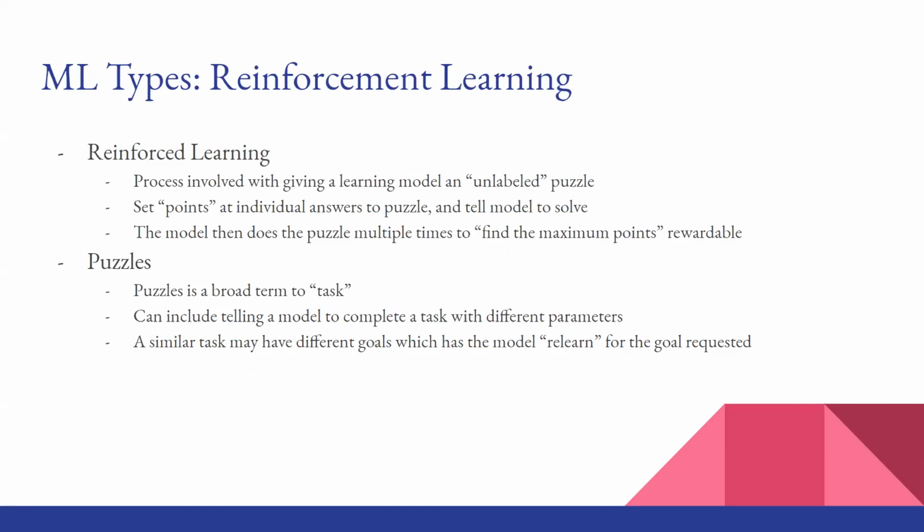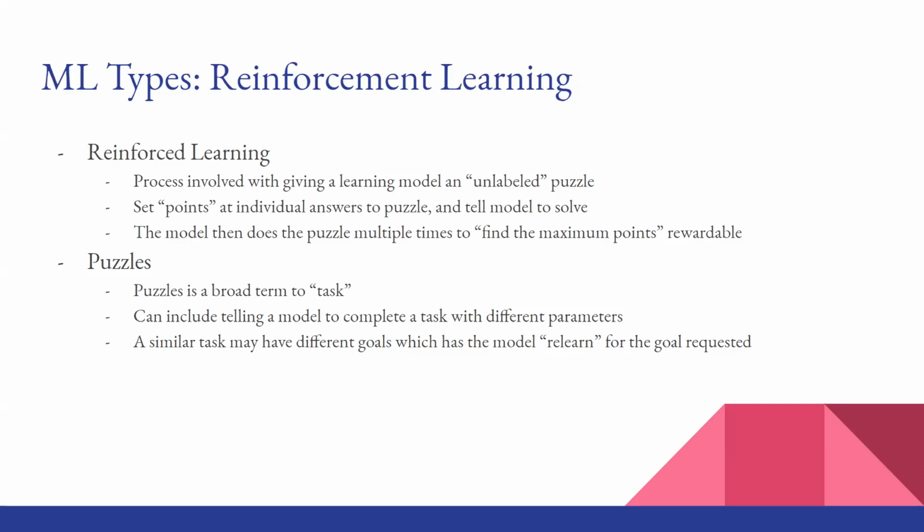So reinforcement learning is our fourth type we'll be going over. And it's a process that's like an unlabeled puzzle. It's like giving someone a Rubik's Cube and asking them to solve it. Now, you can set points on the individual answers to the puzzle and tell it to solve.